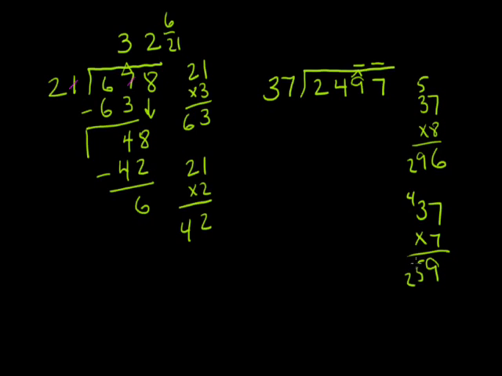So we're going to try one more. 37 times 6. 6 times 7 is 42. 6 times 3 is 18, plus 4 is 22. There we go, just right. If at first you don't succeed, try again. So we have a 6 and we have 222.